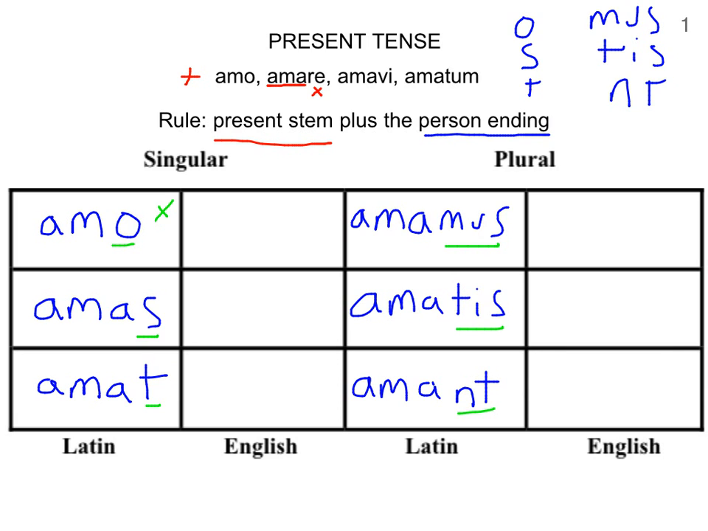So how do you translate these? Well, that's what those other boxes next to these are for. You'll notice the first person singular is always going to be I. So this is I love. I am loving is also acceptable. Then you love. You are loving is acceptable. Then he loves. You can do she loves as well. That's also okay.